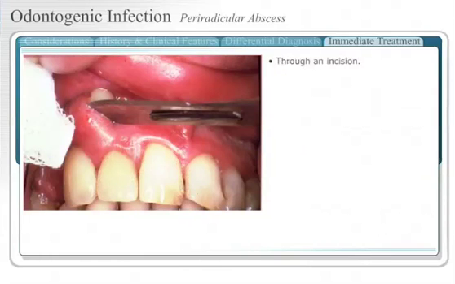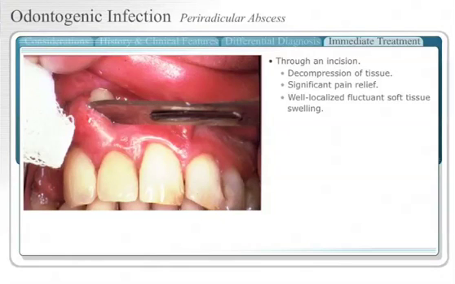Drainage with incision is also a possibility to allow another avenue for the evacuation of pus, microorganisms, and other toxic products. This technique allows for the decompression of the tissue and provides significant pain relief. A good candidate for incision and drainage is a well-localized fluctuant soft tissue swelling. The incision should be made at the site of the greatest fluctuance.